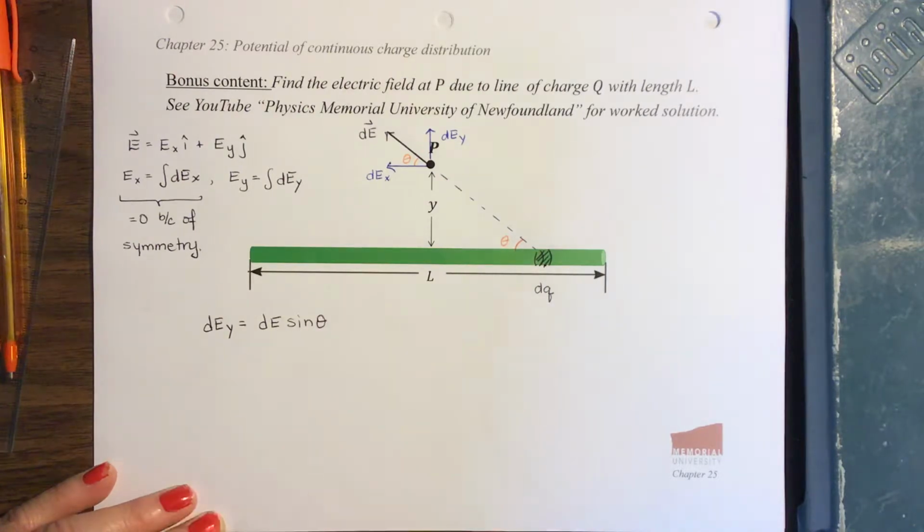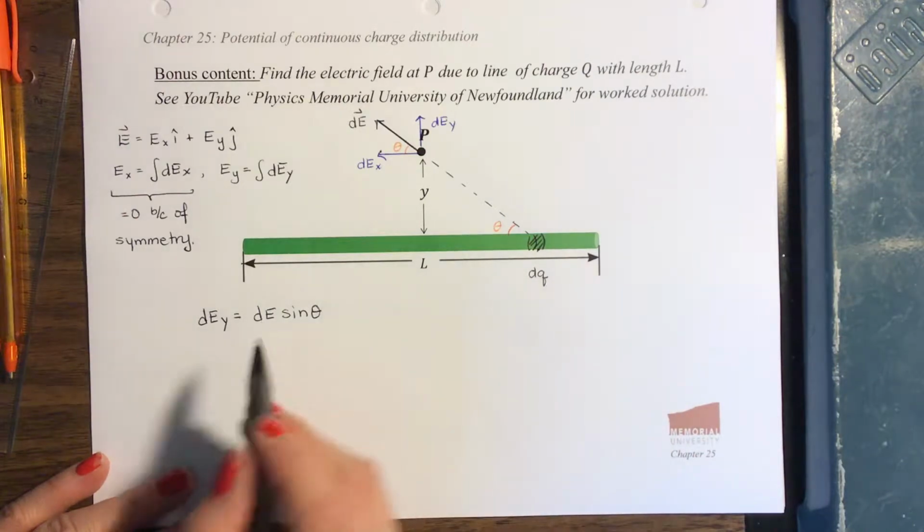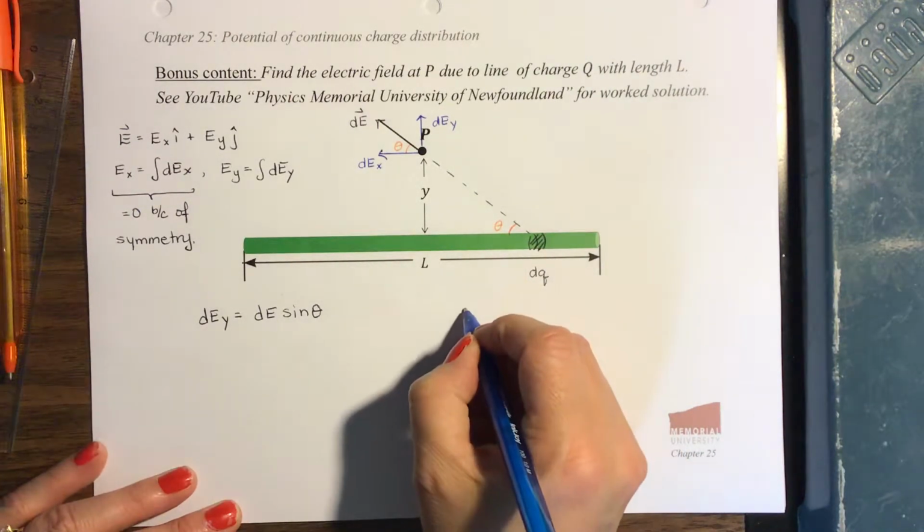Okay, now we have to start sorting out what we are going to fill in for the different parts. So dE we know is k times dq over r squared.